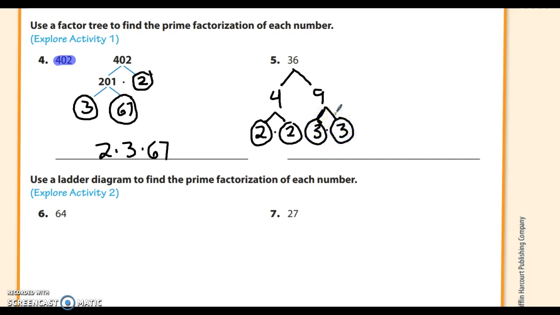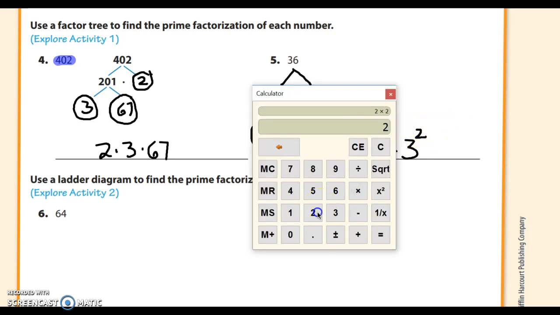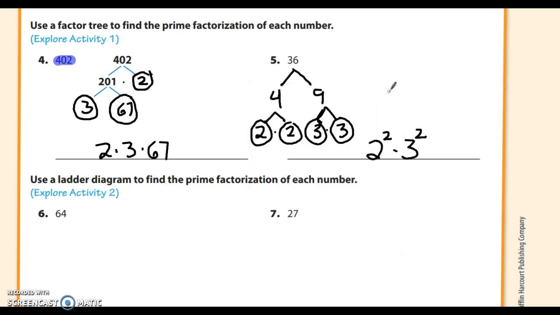And how do we write that? Well, we put 2 first, and we don't do 2 times 2 times 3 times 3. We do 2 to the second power because there are 2 2's, and then we multiply that by 3 to the second power because there's 2 3's. So there's 2 times 2 and 3 times 3, and we can check that. 2 times 2 times 3 times 3 is 36.